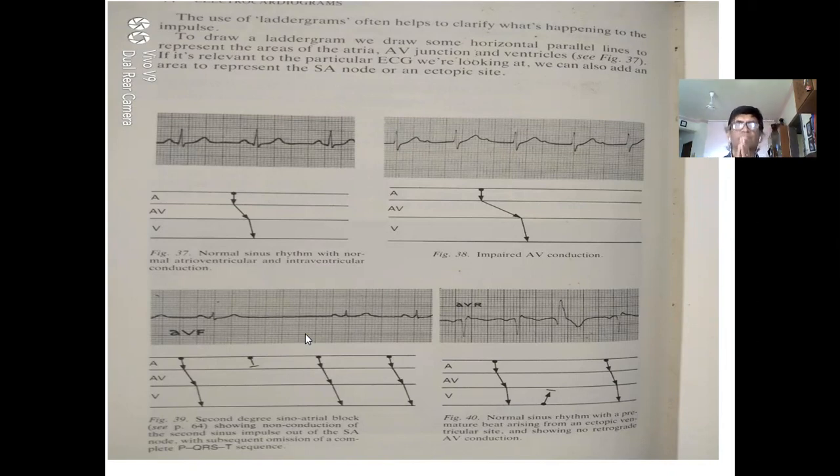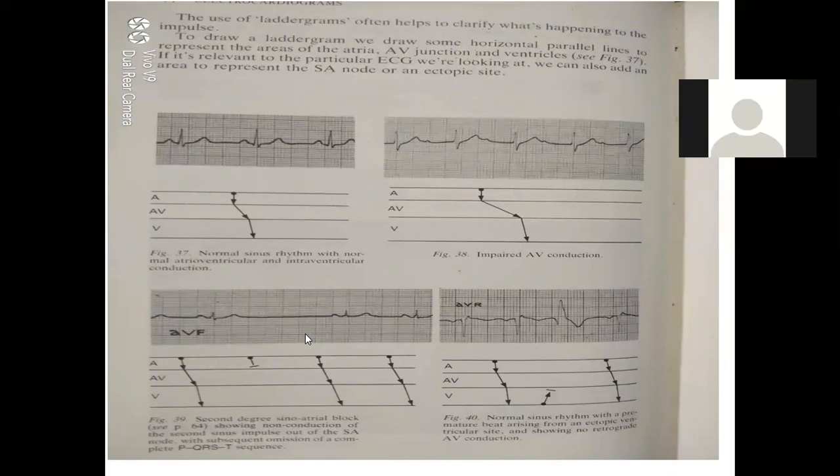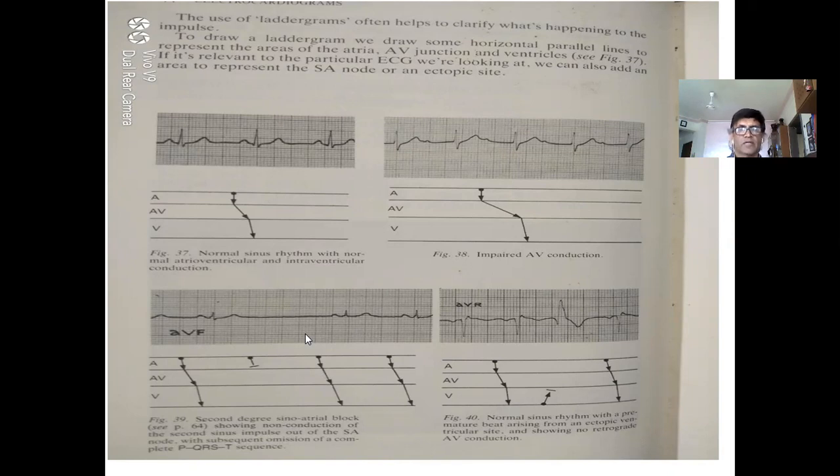Can anyone tell how you differentiate first degree and second degree heart block? Sir, in the first degree heart block, the PR interval is prolonged. Yes, mostly. It takes a longer time for conduction from the SA node through the atrial wall to the AV node. There is a delay.